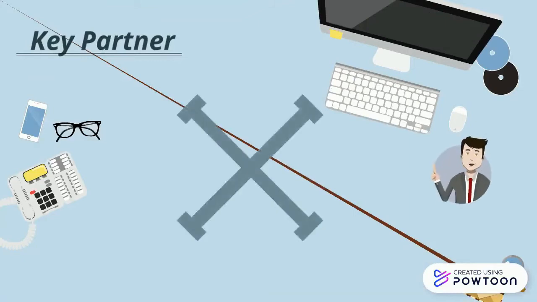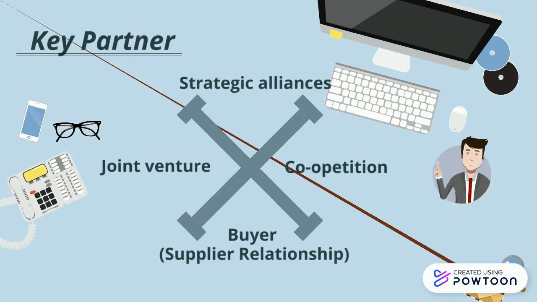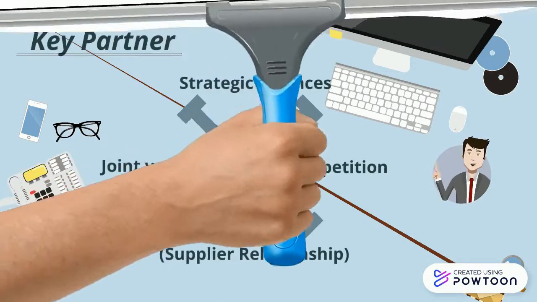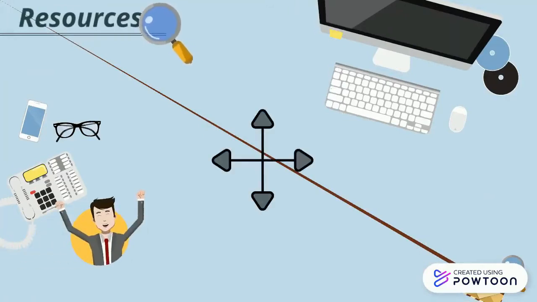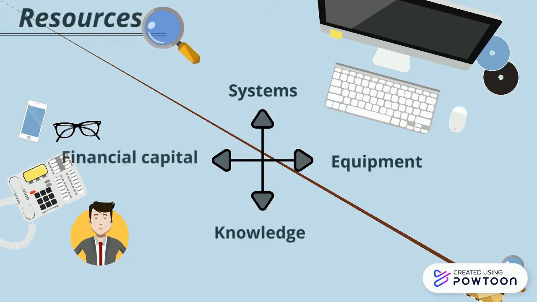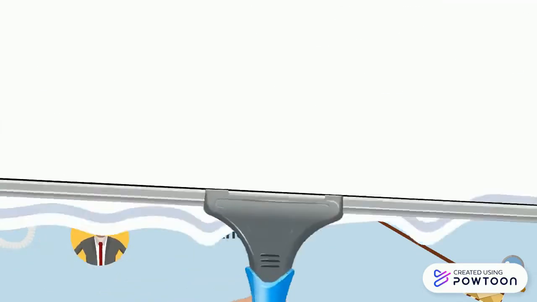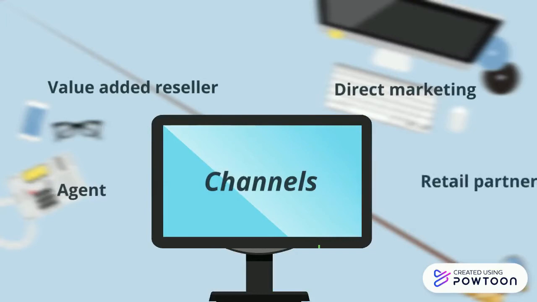Key partner: cooperation, joint venture, buyer, and strategic alliances. For the resources, it has system, knowledge, equipment, and financial capital. Next, for the channel, it has value-added reseller, agent, direct marketing, and retail partners.